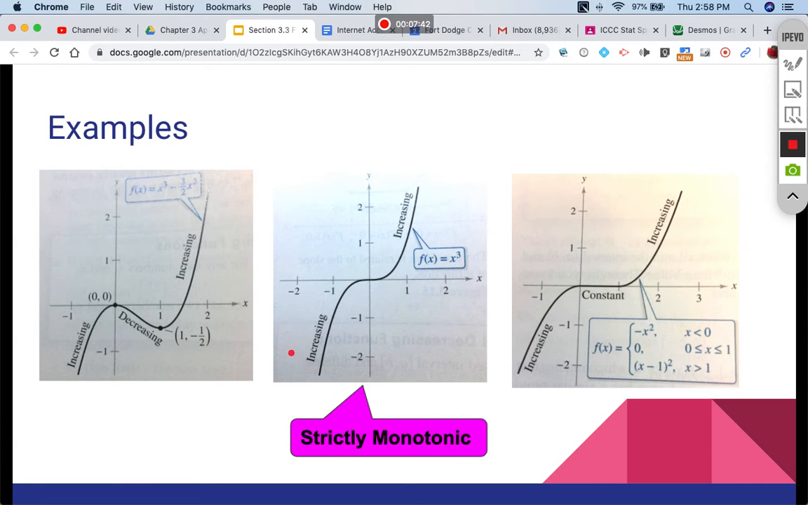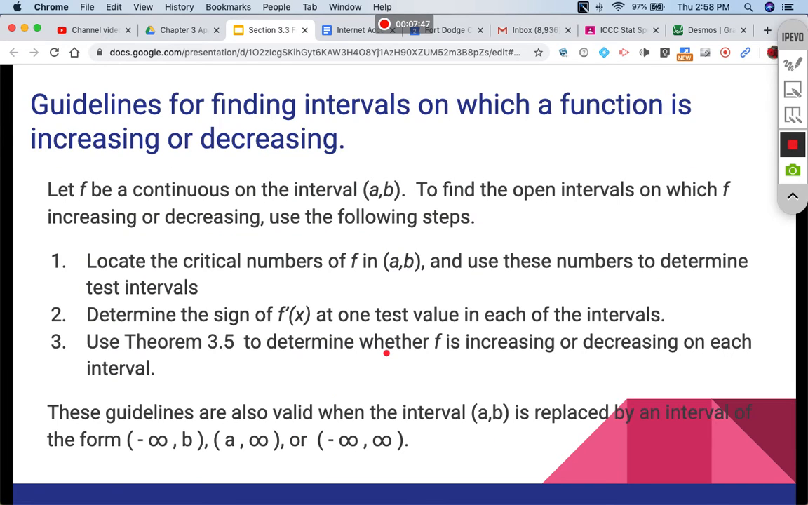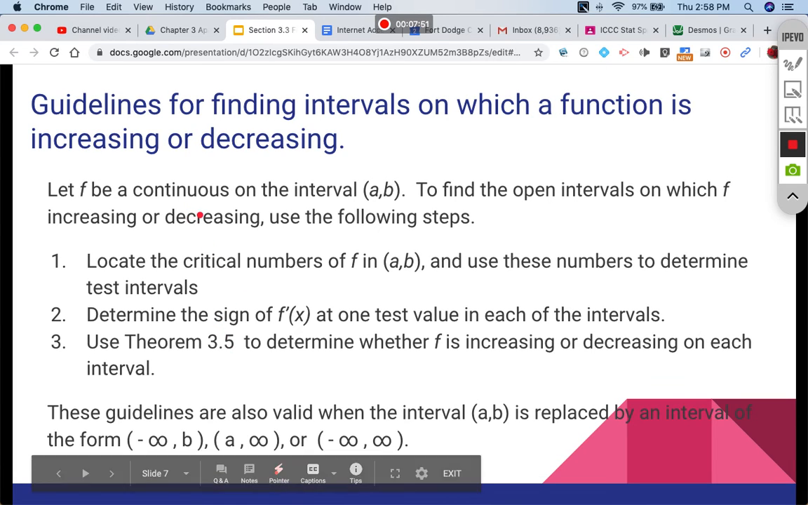So this is what we're talking about. Is it getting bigger? Is it getting smaller? The first thing we can use derivatives to help us with. So here's kind of a guideline. How do we do this?